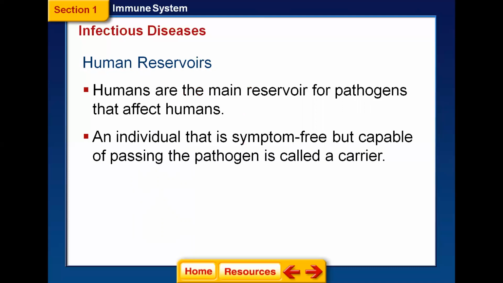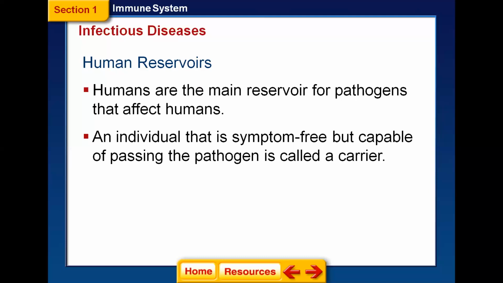Other sources or other ways to spread the disease could be vectors. Vectors are animals, living things like mosquitoes and arthropods. We can say they are the main vectors transferring diseases, transferring pathogens. Humans are the main reservoir for pathogens that affect humans. We are the main ones.